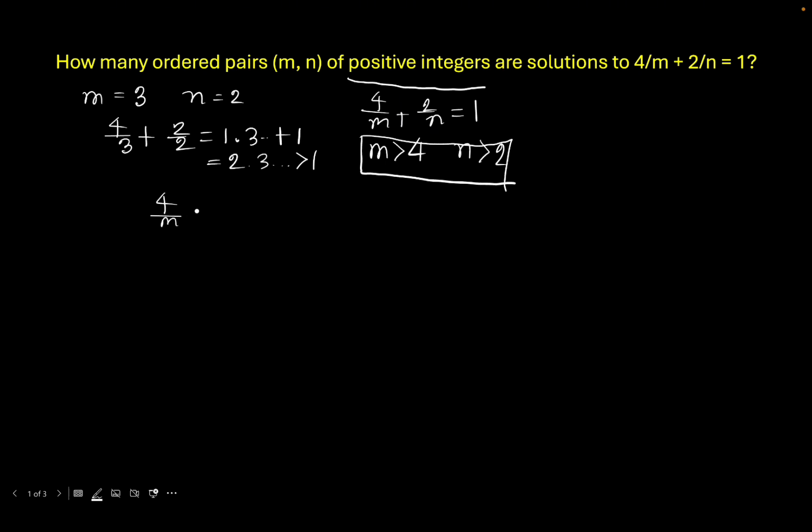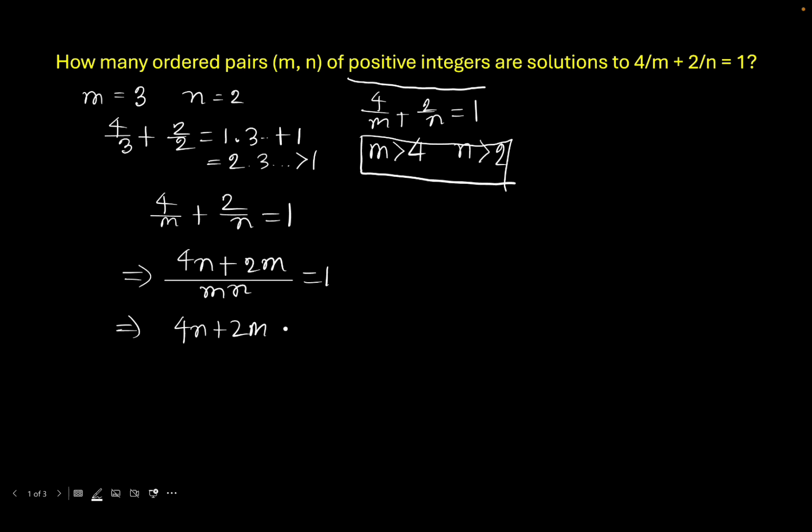So we'll write 4/m + 2/n = 1. Then we will take the LCM, so mn. It will be 4n + 2m = mn, or mn - 4n - 2m = 0. So this is our equation. We need to solve this.